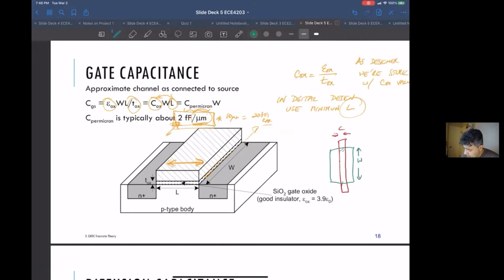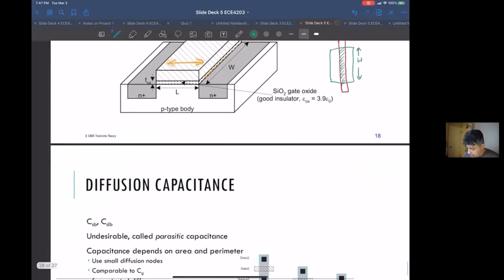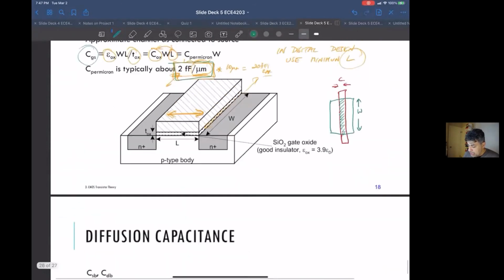Okay. And this width and length, when you put it into your SPICE model, it calculates your gate substrate capacitance. Or if you were going to do it by hand, you would just multiply the width by whatever this number is for the particular process. Okay, so that's the gate capacitance.